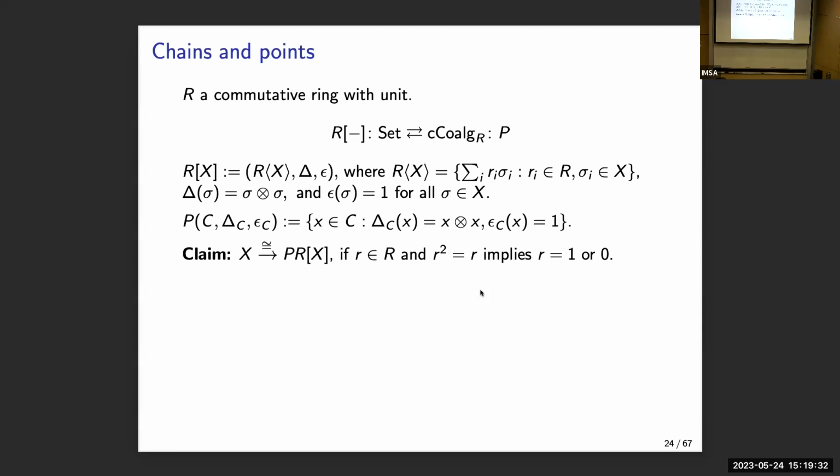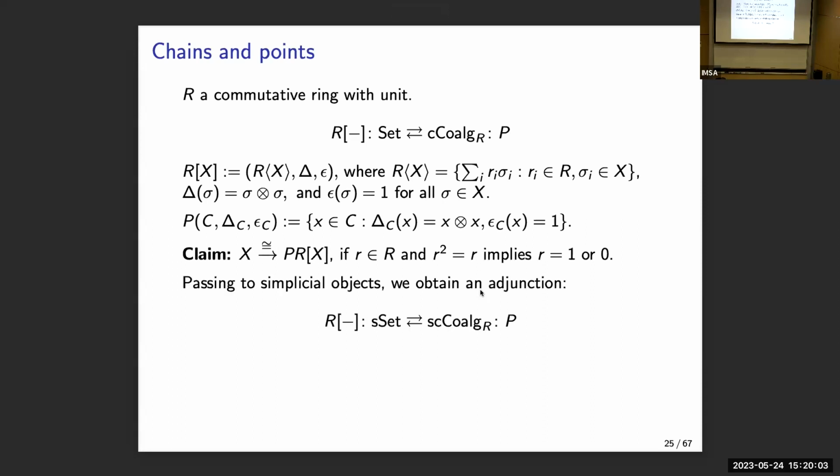It's a good exercise. We usually learn this in the theory of Hopf algebras over a field. But then if you look at the proof, you see what hypothesis you use. This is true for any integral domain, but even more precisely for any ring with no non-trivial idempotent.